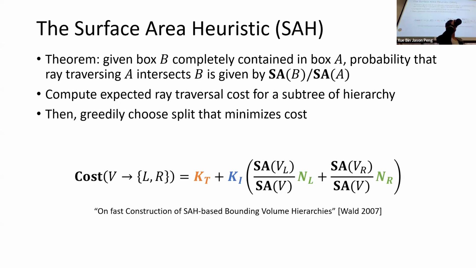Does this heuristic still hold true for other shapes? Yeah, you can apply this cost function to other shapes as well. It just requires you to compute the surface area. Any other questions?